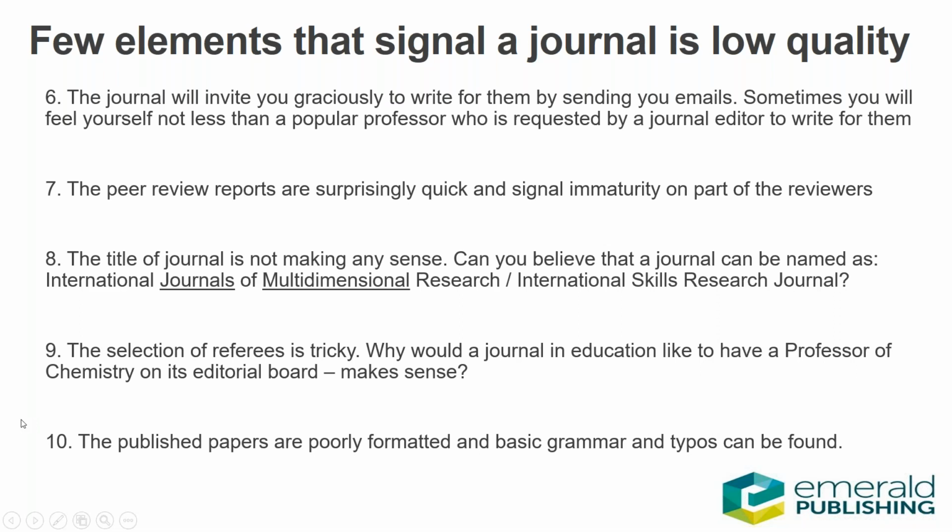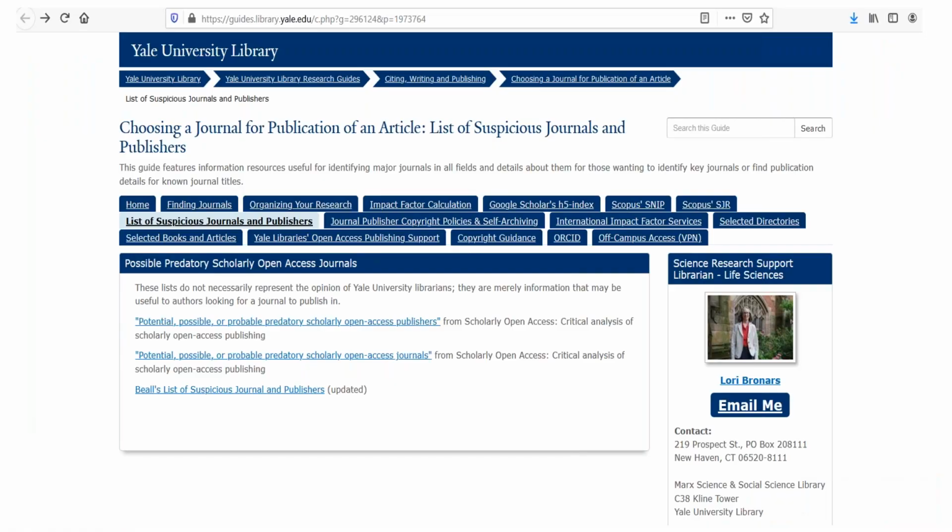Now, this is a very interesting website. This is the Yale University Library website. Again, I have mentioned the web address over there. And this search is very interesting, which I did on their website: choosing a journal for publication of an article, list of suspicious journals and publishers. And there you can find, which I am highlighting, potential, possible, or probable predatory scholarly open access publishers, potential, possible, or probable predatory scholarly open access journals, and Beall's list of suspicious journals and publishers.